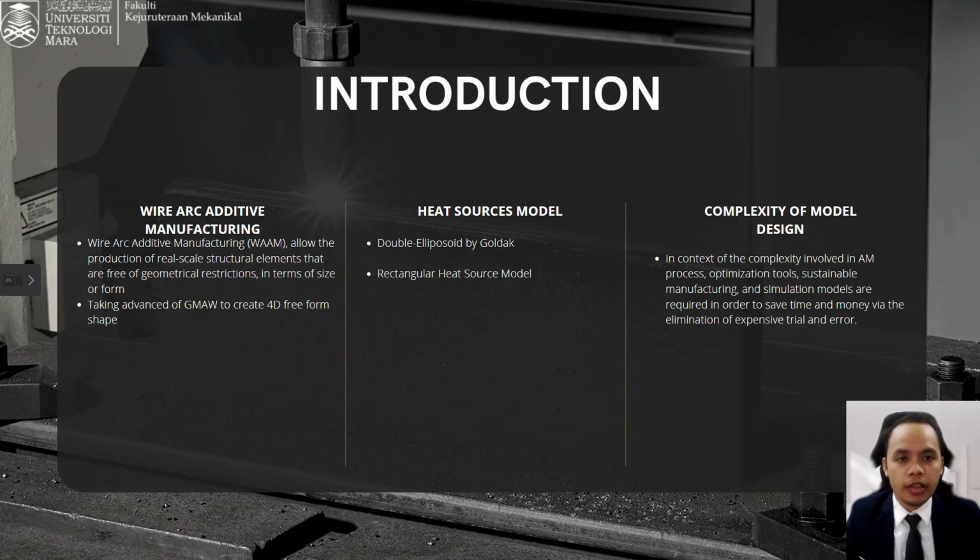Wire arc additive manufacturing, also called WAM, is one of the most effective additive manufacturing branches. Wire-based additive manufacturing basically takes advantage of a gas metal arc welding power source, an industrial robot, and software that combines the robot's motion with the multi-axis positioner to lay down successive weld beads to create free-form 3D shapes.